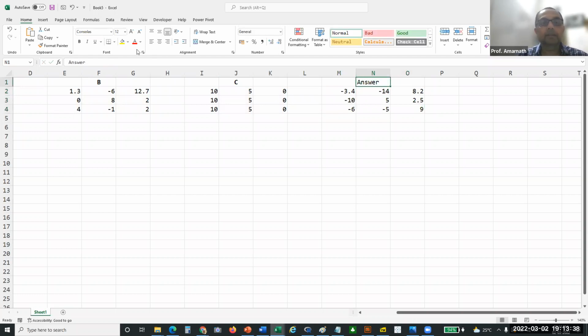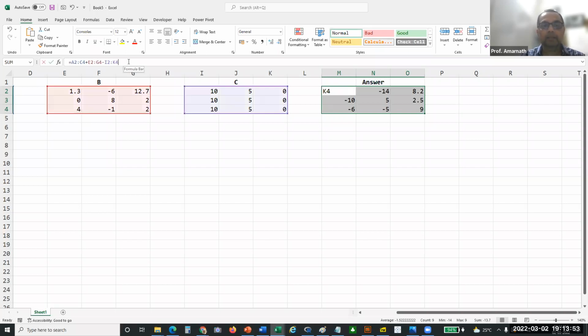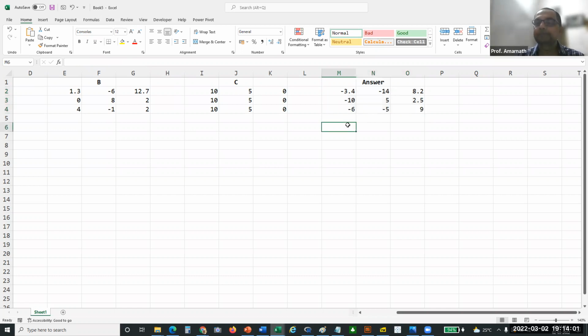All got the answers. So I highlighted, then went to this function, pasted whatever was necessary, and my cursor was somewhere here. Then I pressed Control, Shift, and Enter together. That's it. All of you got the answer.